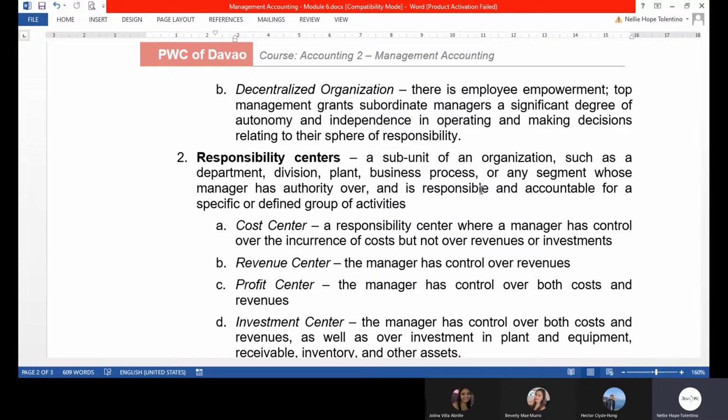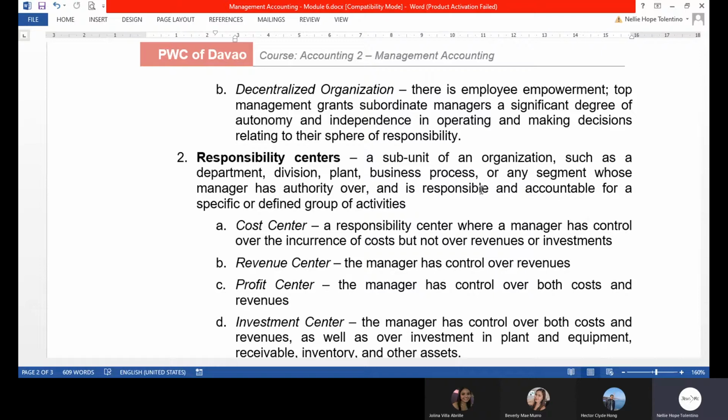So, what is an example of a revenue center? This is where the manager has control over revenues. If the center is responsible for generating income, for generating more sales for the company, that center is considered a revenue center. Example, sales department, the marketing department. The managers there, the people there are in control of how to make more income, how to reach the market, how to strategize. Yun yung mga ginagawa ng mga sales department and the marketing department. So they are considered revenue center.